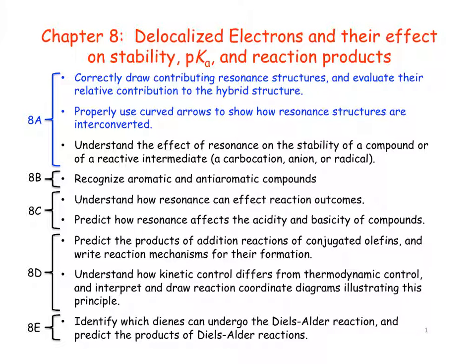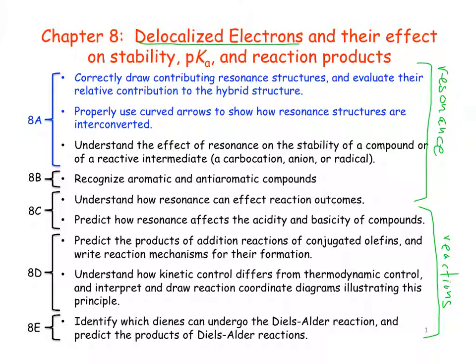On to Chapter 8. In Chapter 8, we will be talking about delocalized electrons. This is going to be sharing of electrons between more than one atom. In the first part of the chapter, we will be discussing predominantly a type of sharing called resonance. We've mentioned this before, and you've probably seen it before in Gen Chem. And then we will talk about different scenarios where resonance can influence reactions.